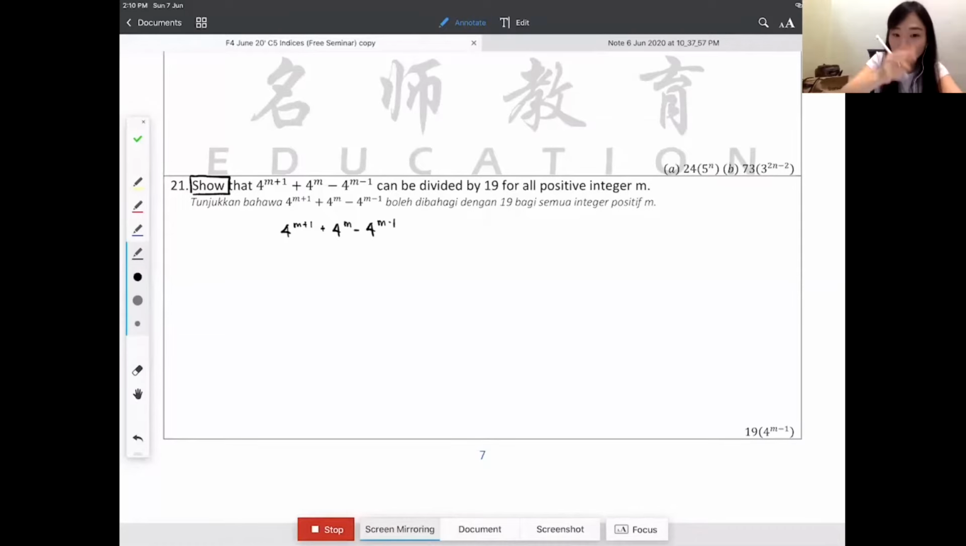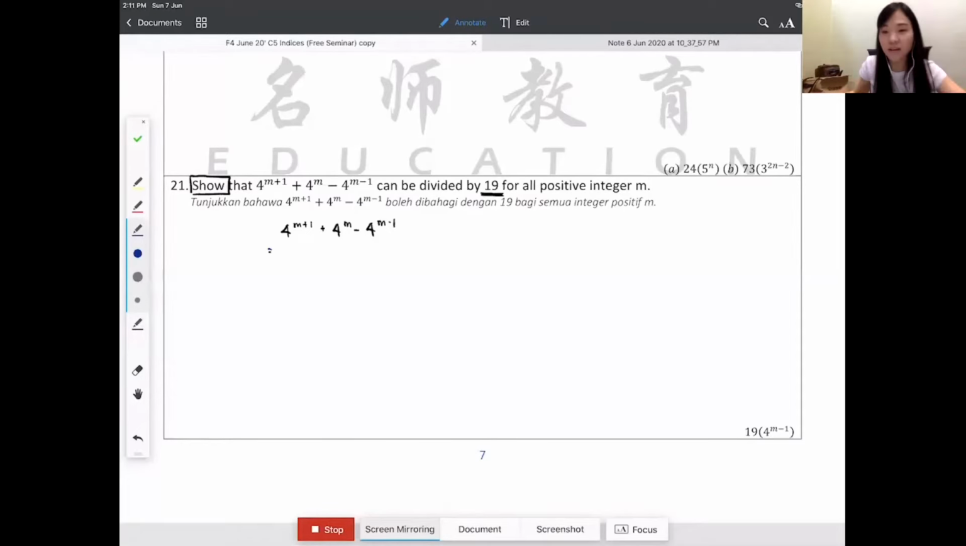Okay, they want me to show this one can be divided by 19. So that means they want you to prove that this thing can divide by 19. Obviously, you cannot just look at it and start to divide by 19, because there is an unknown n there, correct? So how do you do it? Never mind, let's follow me, okay?